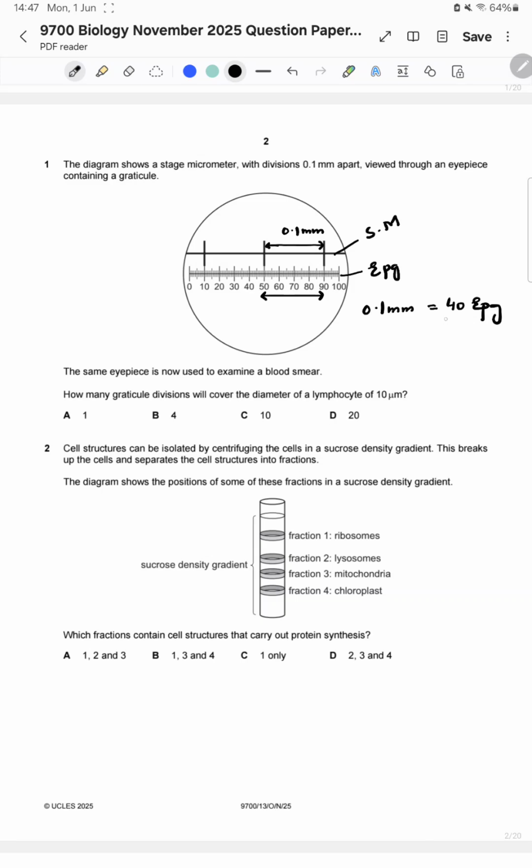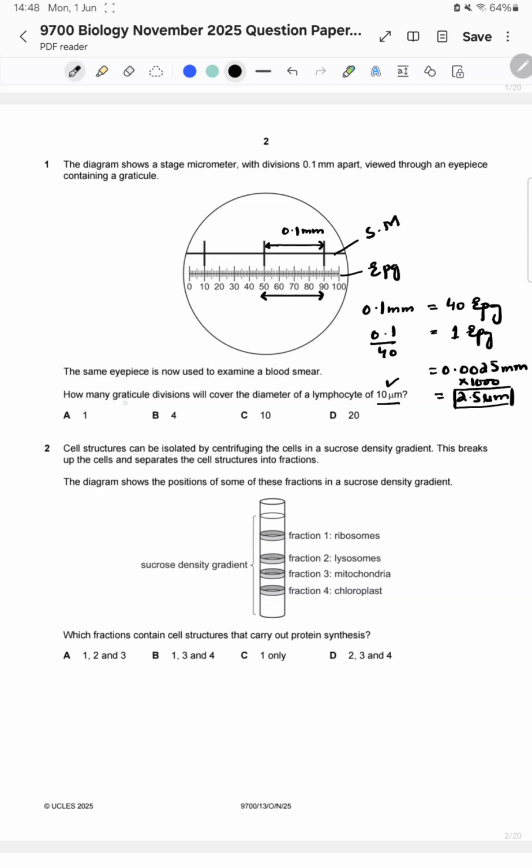Now it's as simple as it looks. Now we simply have to calculate the value of one eyepiece graticule. So divided by 40 on either side, that is going to give you 0.1 divided by 40, that will be 0.0025 millimeter. Now as you can see, we have to measure the graticule division with respect to 10 micrometer. So let's convert it into micrometer. So simply multiply it with 1000 and it will be 2.5 micrometer. Now that is the width of one eyepiece graticule, right?